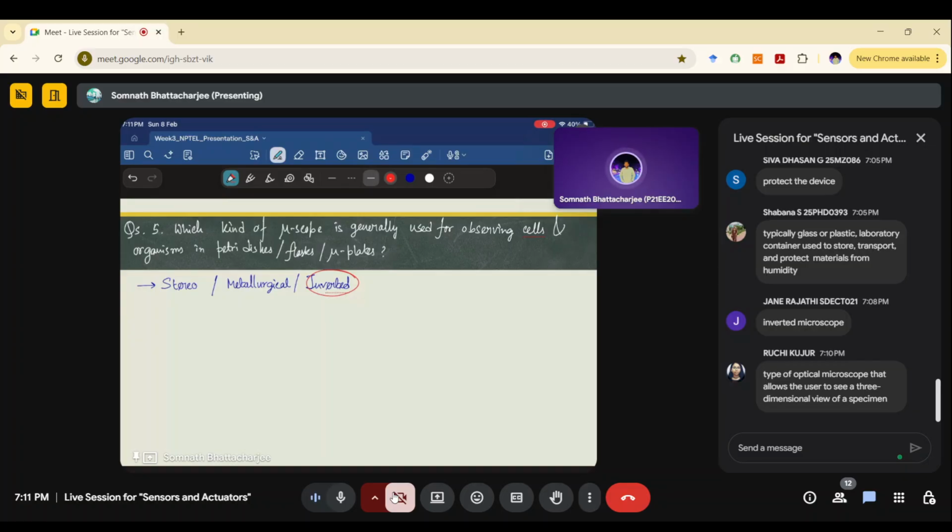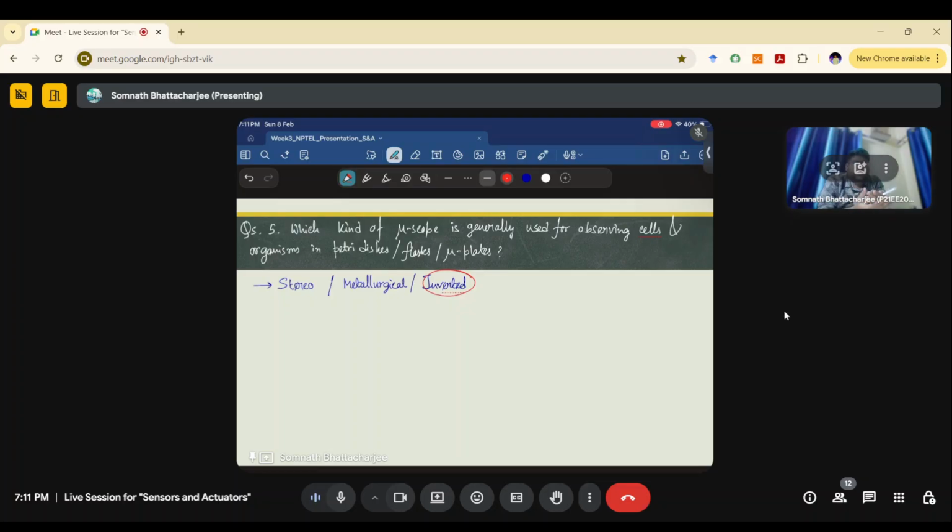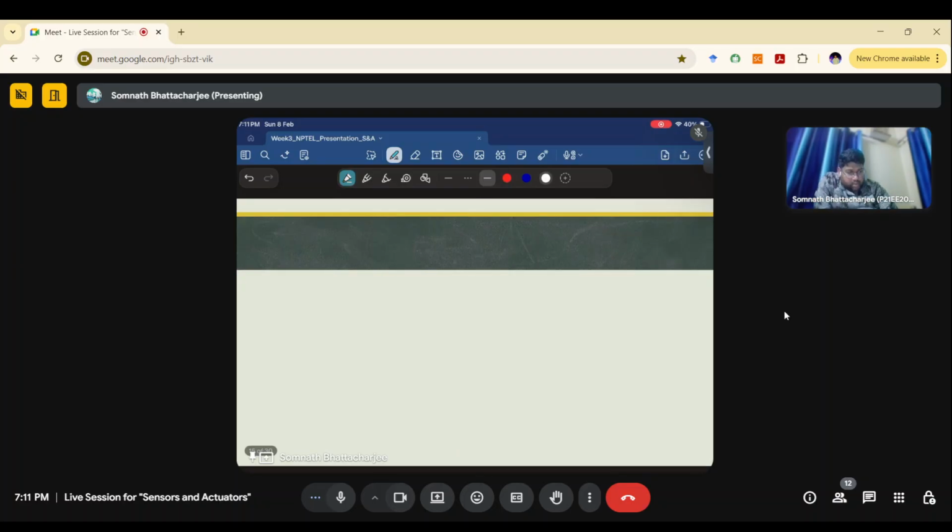And what does a metallurgical one do then? A very similar thing, but what does it do? It's very similar. You need to just check for the surface cracks and these kind of things, so you need a higher magnification. That is called a metallurgical microscope. So let's move on to the next one. That was question number five, right? Question number six.